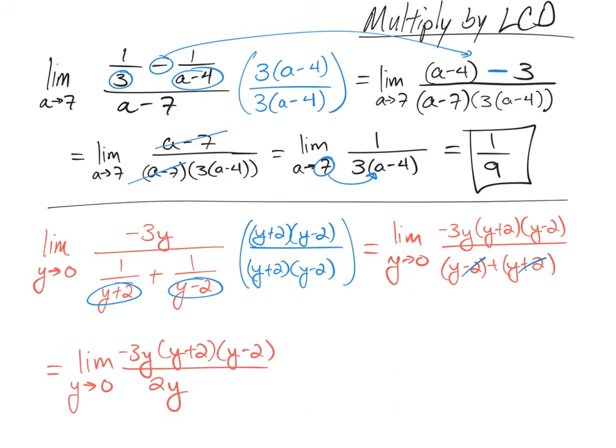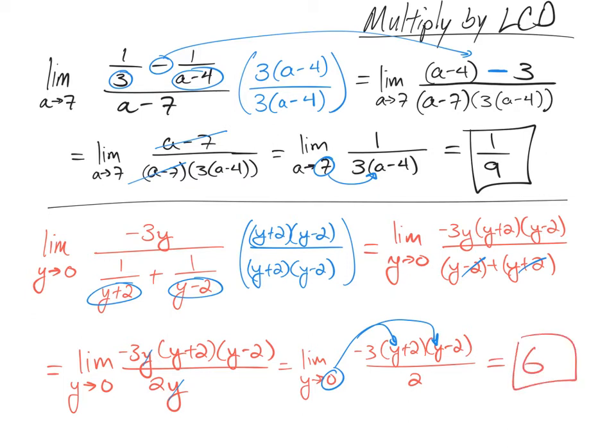And now that we've simplified the denominator a little bit, oh look, we can cancel a y. That's nice. So now the limit will look like this. The limit as y approaches 0 of negative 3 times y plus 2 times y minus 2, all over 2. And so now finally we can substitute this 0 in for y. And when you do that and simplify everything down, you will end up with the limit equaling 6.